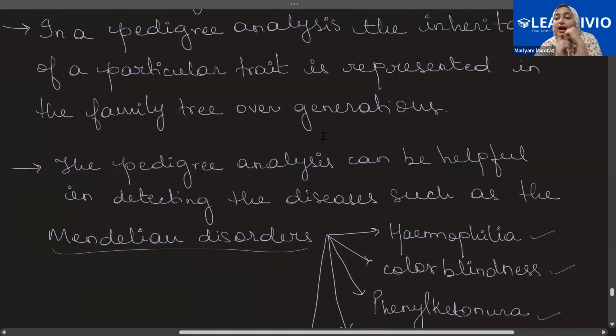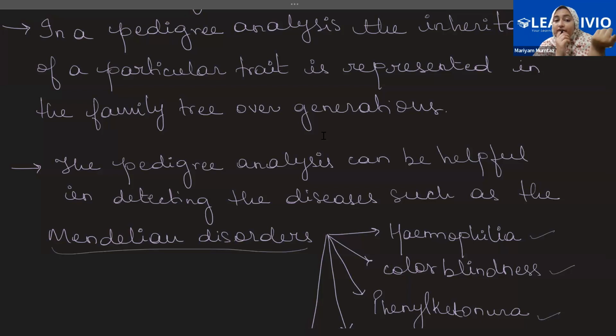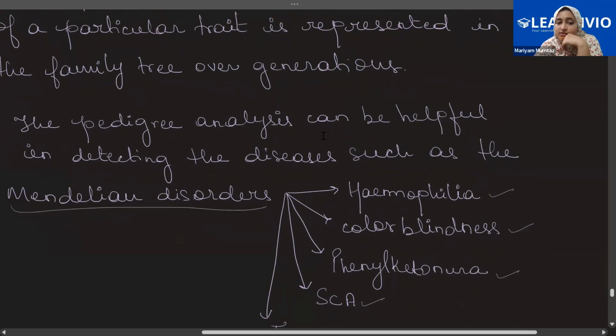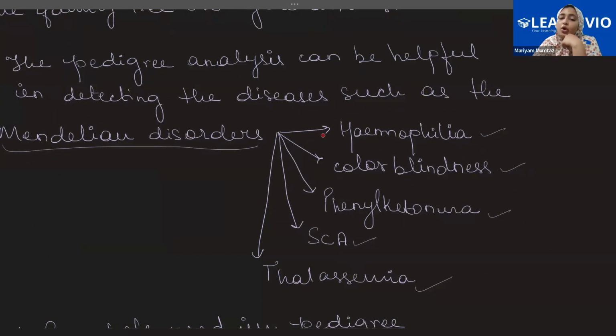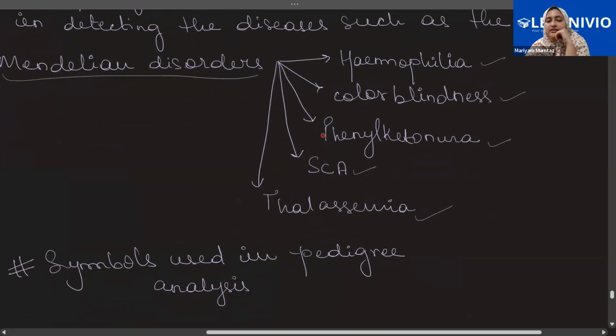So we find out from which person in the family the trait is being passed on. Now, the pedigree analysis can be useful in detecting diseases such as the Mendelian disorders. All of the Mendelian disorders that we had studied can be detected depending upon the pedigree analysis. We can find out which trait is coming from which generation, grandparents or parents.